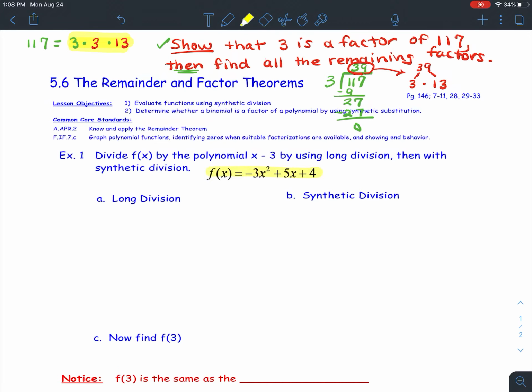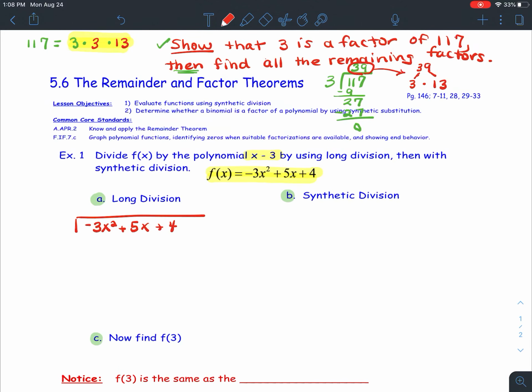What I would like to do is just look at example 1. They are asking you to take this trinomial, this polynomial, and divide it by x minus 3. And we're going to try this in 3 different ways. We're going to do long division, we're going to do synthetic division, which we should get the same answer from both of those, and then we're going to just calculate direct substitution, f of 3, okay? So let's go ahead and try long division.